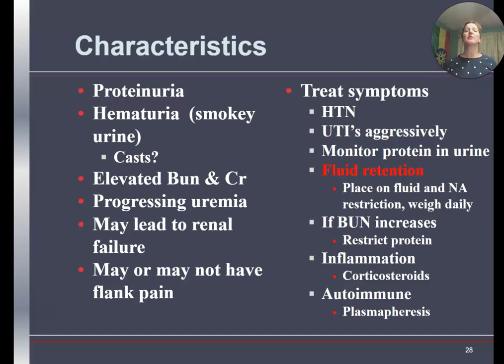So yes, treat UTIs aggressively, treat hypertension aggressively. We need blood flow to the kidneys to help it fix this problem. And so if you get very hypertensive, it might cut off blood flow to those kidneys, at least to the point where we can actually do any good for the kidneys. Monitor the protein in the urine to make sure that we can figure out how poorly these kidneys are functioning. And if that BUN increases, we might need to talk to nutrition about restricting their proteins. Inflammation can be treated by steroids. And then of course, if it's autoimmune and still progressive, we may need to use some plasmapheresis and consider giving them some IgG to help them fight this.